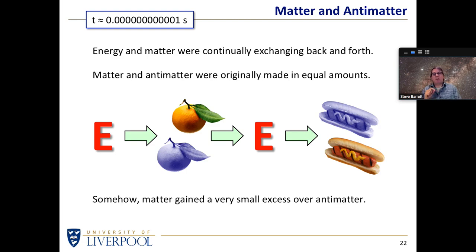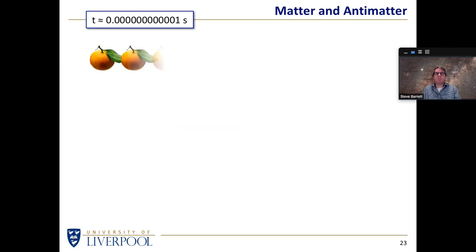And for a reason that I'll come back to right at the end of the talk, there's something we don't understand here. Somehow matter gained a very small excess over antimatter. Originally, the same amount of matter and antimatter were made, exactly the same amounts, but somehow they got slightly out of balance for reasons we don't fully understand.